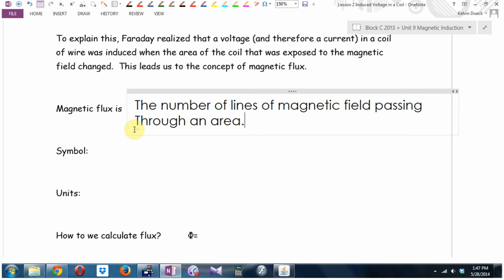What's happening to the flux passing through the tape as I rotate it? Increasing, decreasing, or staying the same? See it? This is maximum. And this is 0 again.